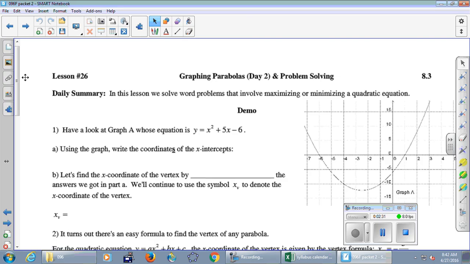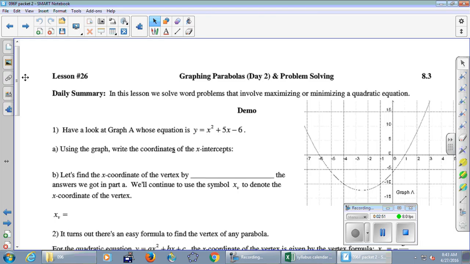All right, so here we are on page 215, up here at the top. In this lesson, we solve word problems that involve maximizing or minimizing a quadratic equation. So the first time we're seeing those two words. Number 1, it says, have a look at graph A, whose equation is given there. Part A, using the graph, write the coordinates, 2 coordinates, of the x-intercepts.